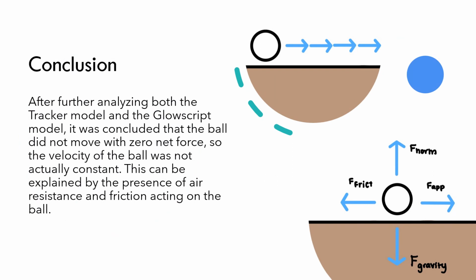After further analyzing both the Tracker model and the GlowScript model, it was concluded that the ball did not move with zero net force, so the velocity of the ball was not actually constant. This can be explained by the presence of air resistance and friction acting on the ball.